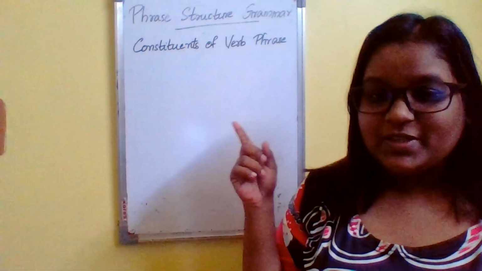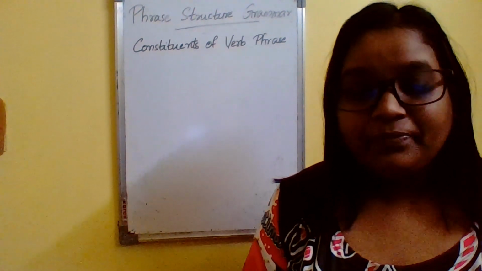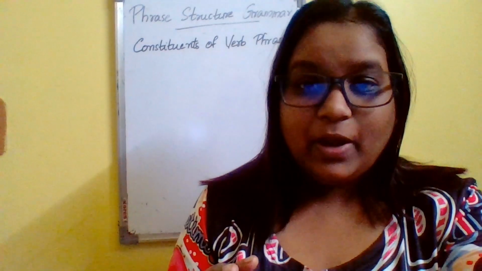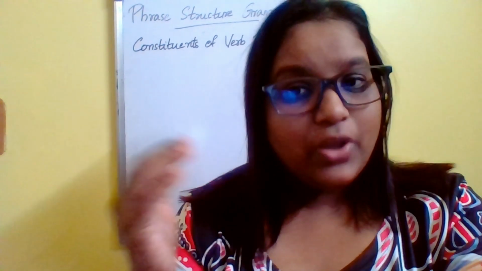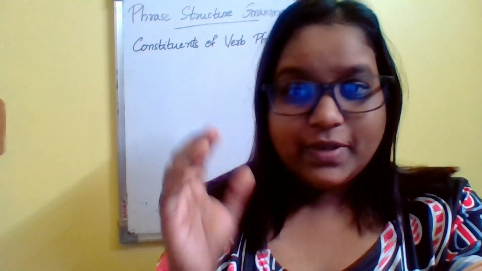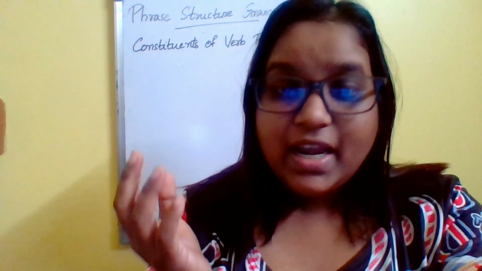So, in the last lesson, we are in the process of learning phrase structure grammar. And in the last class, we learned about the constituents of noun phrase. You learned about the different possibilities of what could constitute a noun phrase. There were 6 different possibilities, and we also dealt with a subheading inside that, which was different constituents of determiner. What could constitute a determiner?